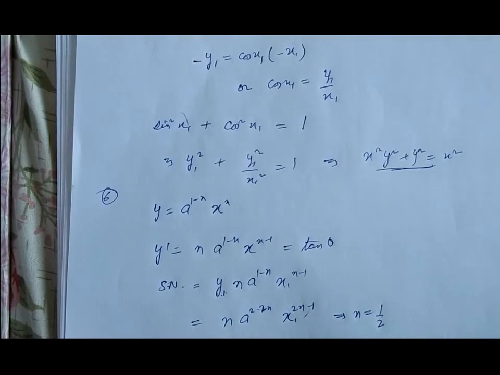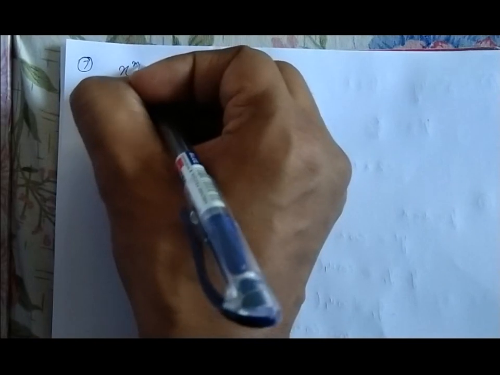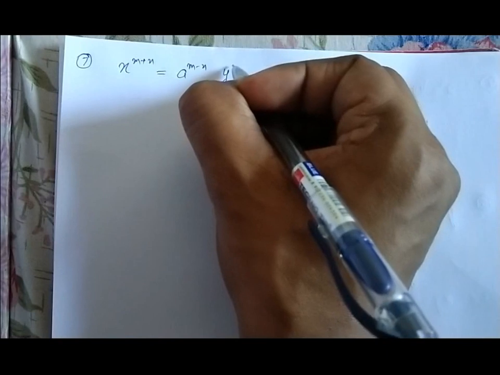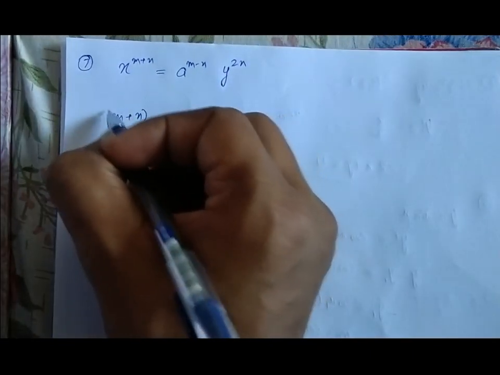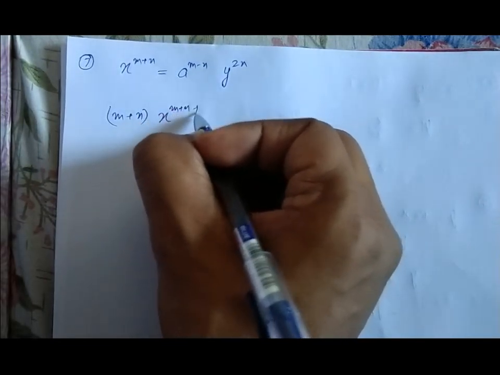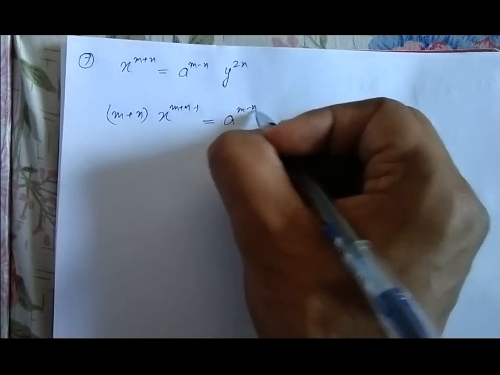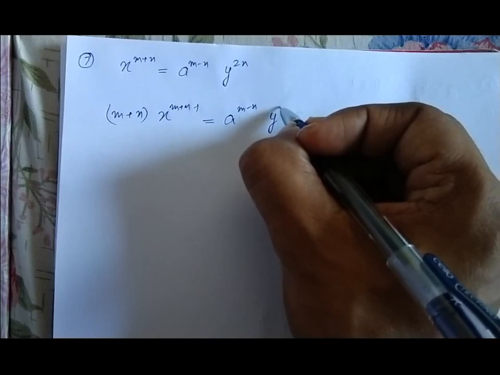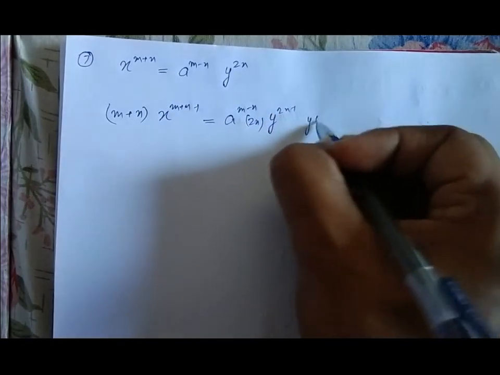Now moving on to the next question, question number 7. x power m plus n is equal to a power m minus n y power 2n. So first differentiate this equation. m plus n x power m plus n minus 1 is equal to a power m minus n y power 2n minus 1 y dash.